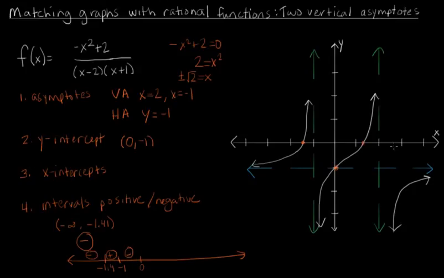And then we can check in between 0 and 1.4. So we could check 1, for example. So 1 would make the top positive, it would make this negative, and it would make this positive, so it would be negative.